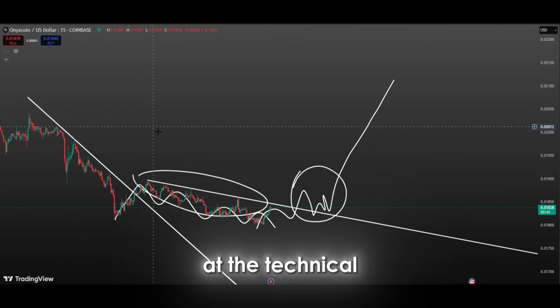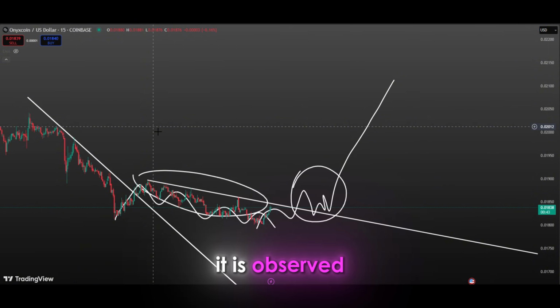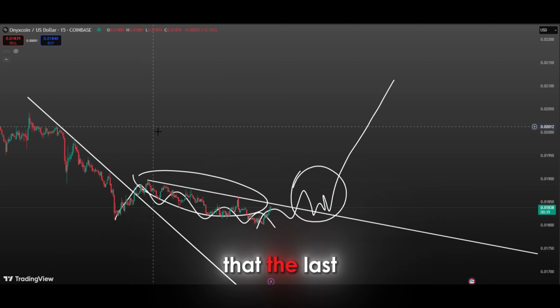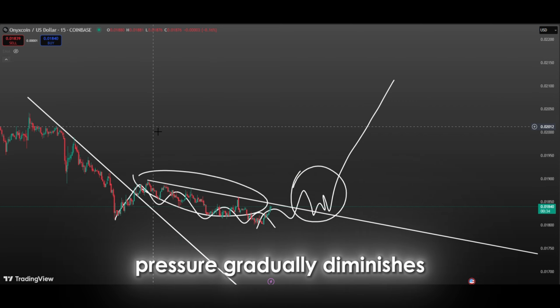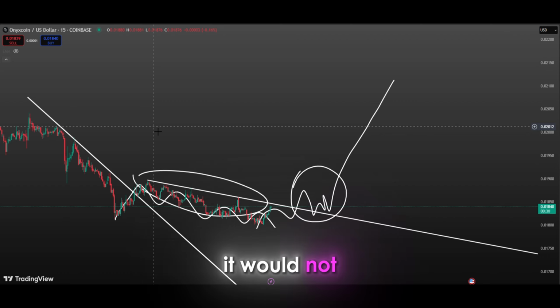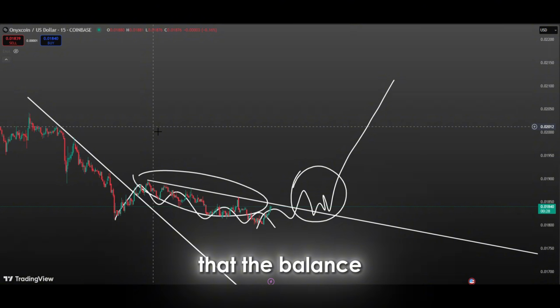When we look at the technical structure of this downtrend, it is observed that the tops are descending with a certain slope, and the lows are moving downwards. However, the important point is that the last low is less deep than the previous low. This is another important signal that the bearish momentum is starting to weaken and sellers are losing their strength. As the selling pressure gradually diminishes, it sets the stage for buyers to step in. Therefore, if this falling trend line is broken, it would not only signal the start of a new uptrend, but also a strong indication that the balance of power in the market is shifting in favor of buyers.